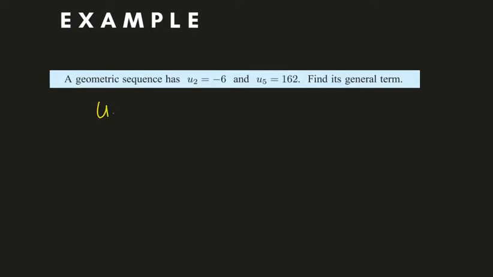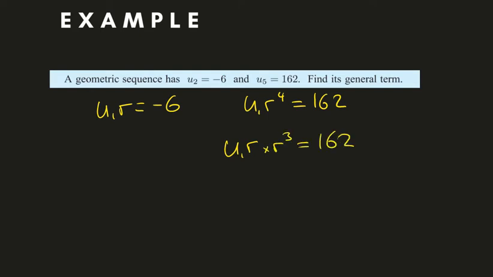Well, u1r is the second term, so that's minus 6. And the fifth term is u1r to the power of 4, and that is 162. And it's again simultaneous equations. I would prefer, though, to write one inside the other. And what I mean by that is let's take that right-hand side there and write it as u1r times r cubed equals 162. It's still the same thing.